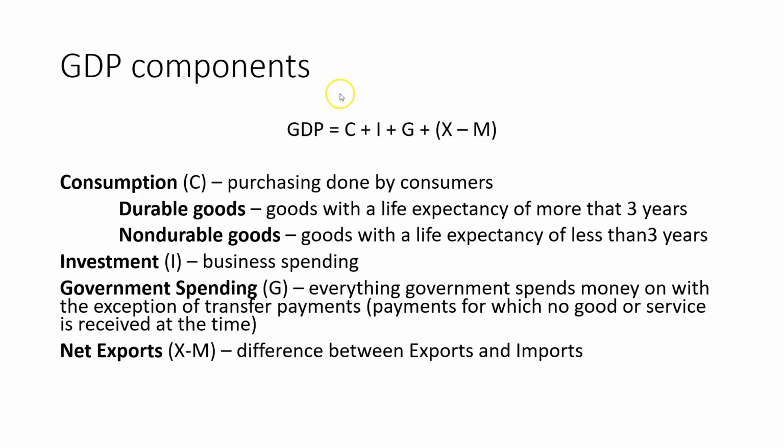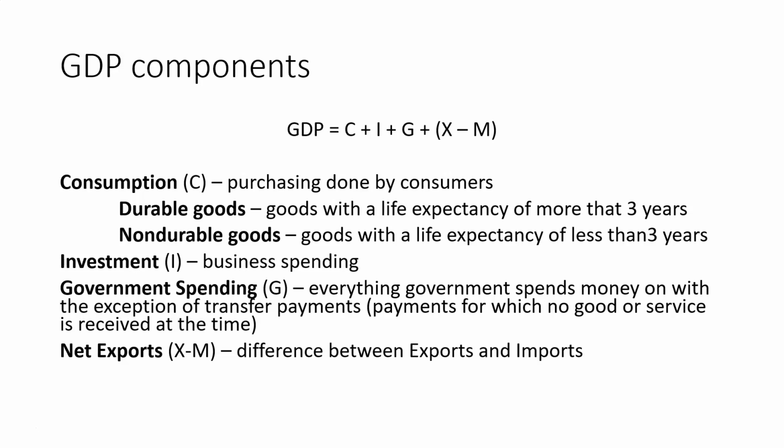The final component of GDP is net exports. That's the X minus M. And net exports is simply a difference between our exports and our imports. And towards the end of the semester, when we look at the international economy, we will look at that.